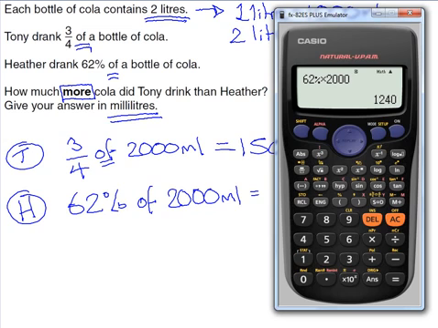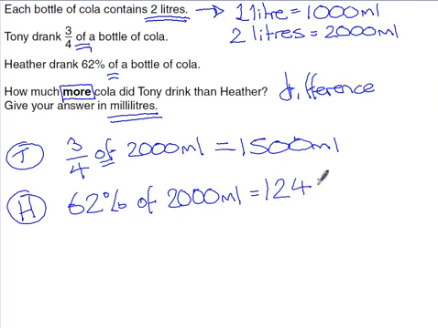calculator, make sure you go back and write it on your paper, because if you make a silly mistake by writing the wrong answer down from your calculator, or if you put the question in wrong, if they can see your working and what you've done, they should be able to give you method marks for it. So that's 1,240 millilitres. So that's the 2 amounts that they drank.